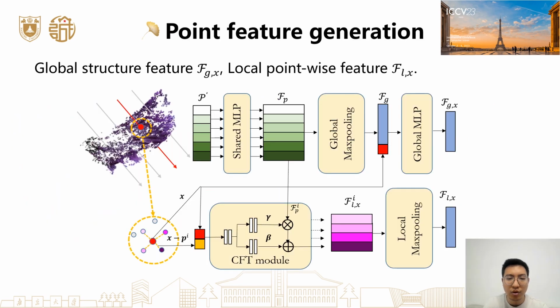To better explore the high-frequency information embedded in the sparse point cloud, we generate a global structure feature and a local point-wise feature for each sample in the high-frequency branch.